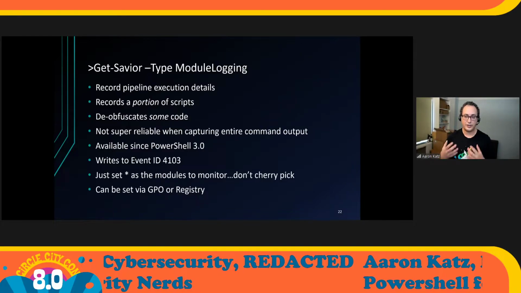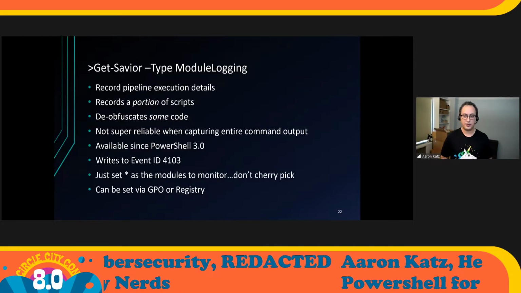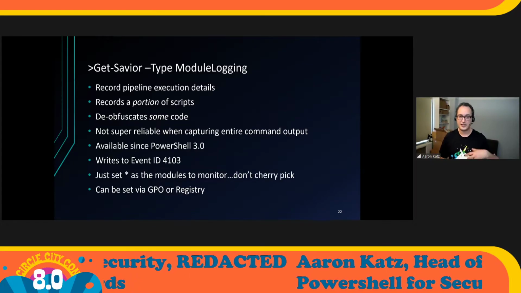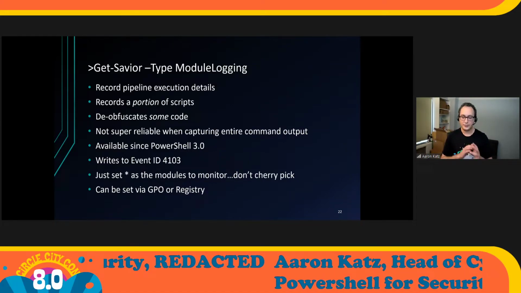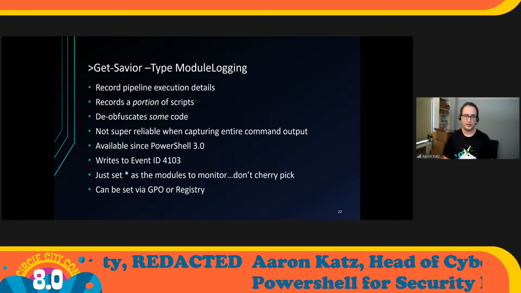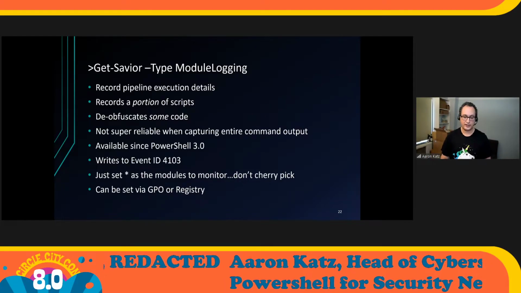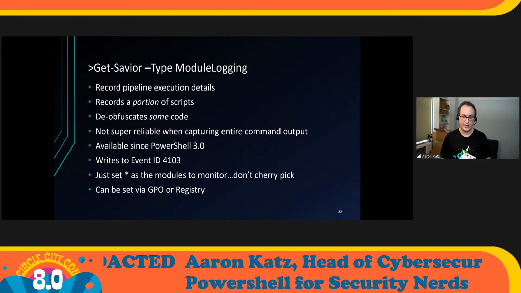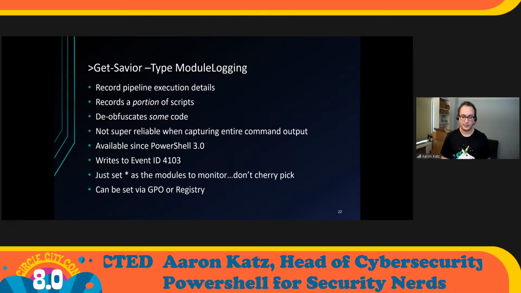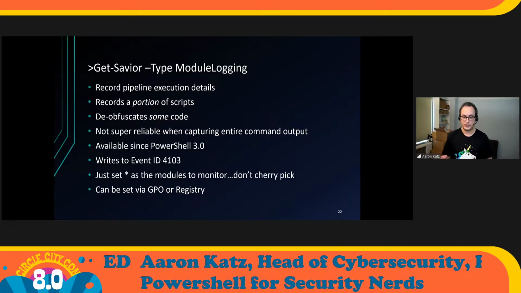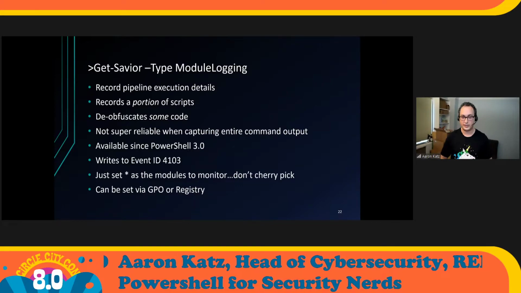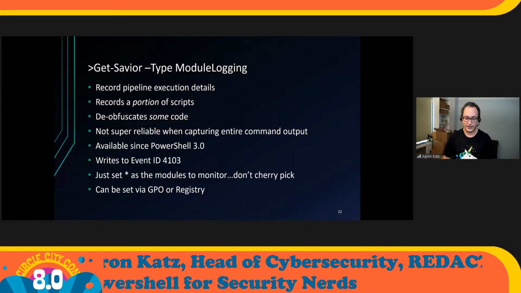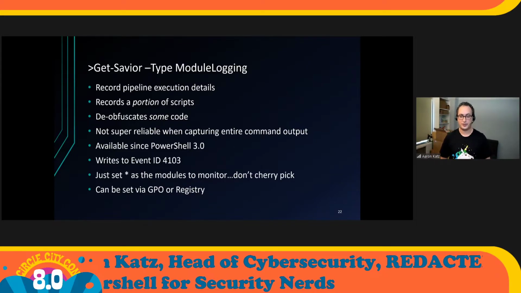And then we have the module logging. So this records all of the pipeline execution details, but it records a portion of scripts, deobfuscates some of the code. Not really reliable if you want everything, but it's been available since PowerShell 3. So if you're not yet on PowerShell 5, if you can't turn on script block logging, at least make sure the module logging is on, and use a wildcard so you record all possible modules. Every single event gets written to one event ID. So if you are hunting, if you are looking for something, that's the event ID you should be going for. And again, this can be set via GPO or the registry.